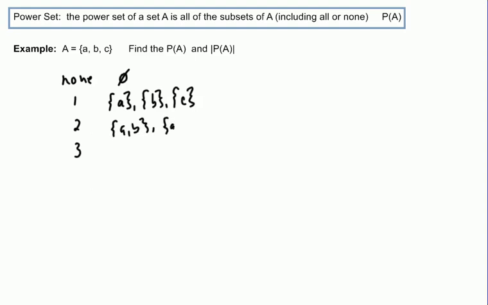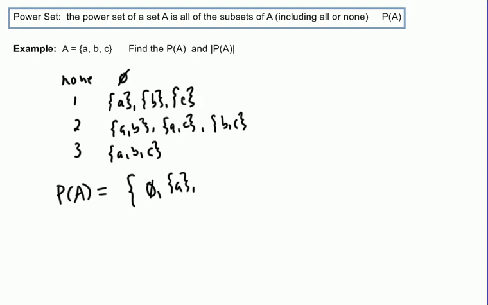You could choose A and C. Now, you can't choose B and A because A and B and A are the same. So the only other choice would be to choose B and C. And there's only one way to choose all 3. Right? So we'd say the power set of A is actually a set that has in it all of these sets.